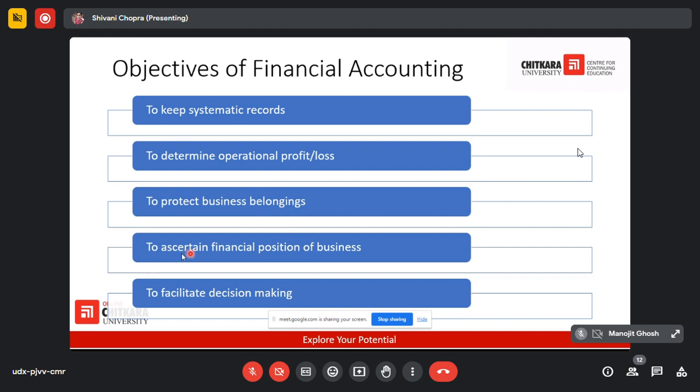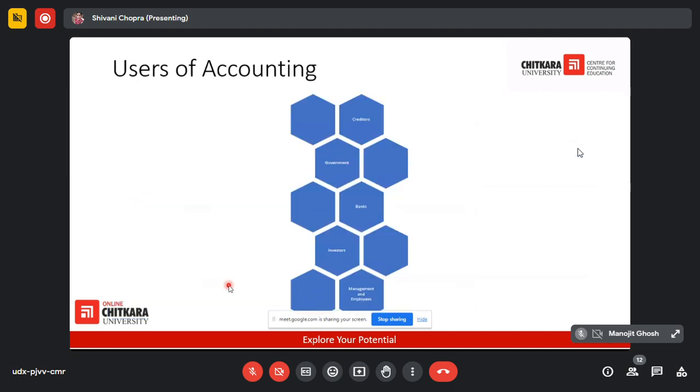Then the next one is to ascertain the financial position of the business, to determine what the net profit or loss of the business is, and to facilitate decision making. Once the financial information is prepared, the second step is to enable the management to take decisions.